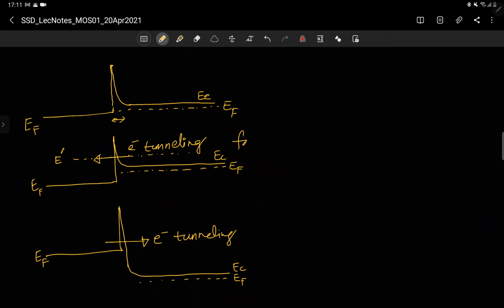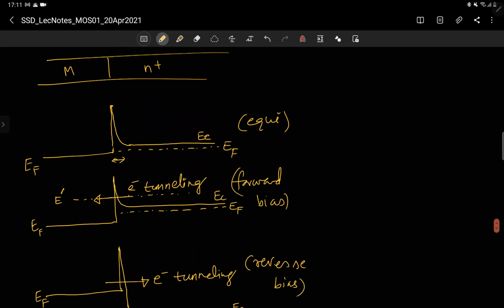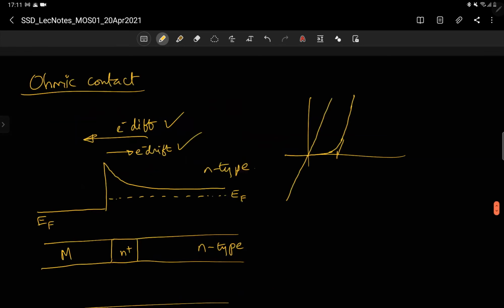So this is forward bias. So reverse bias. So this is equilibrium. So you see that in forward bias also there is electron tunneling. In reverse bias also there is electron tunneling, which will only increase actually. So overall, if you see the characteristics, you can actually get this kind of characteristics.